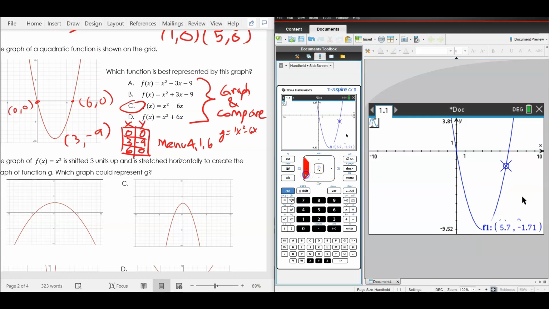Then 6 zeros on there. Okay, so you can actually look at the graph, compare it, or you can take 3 points, menu 4-1-6 to get the equation.